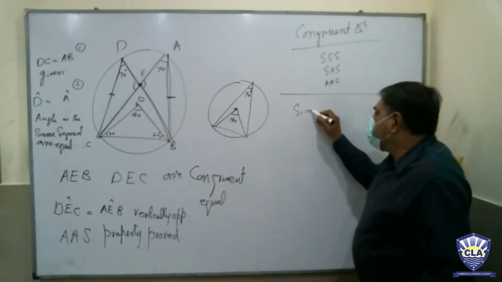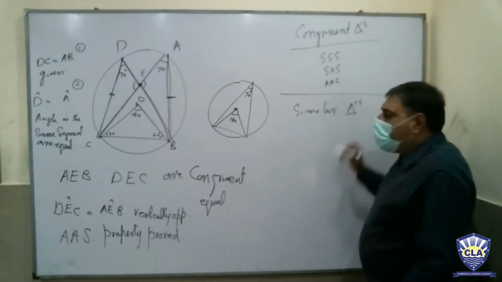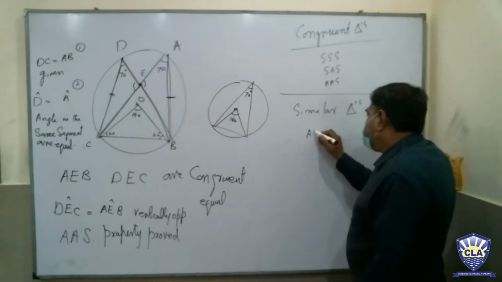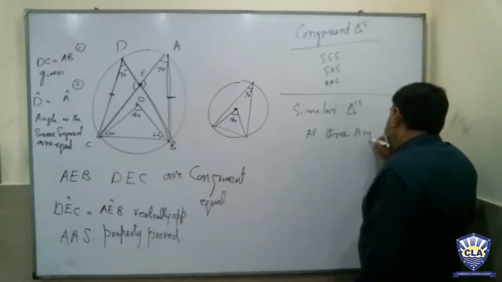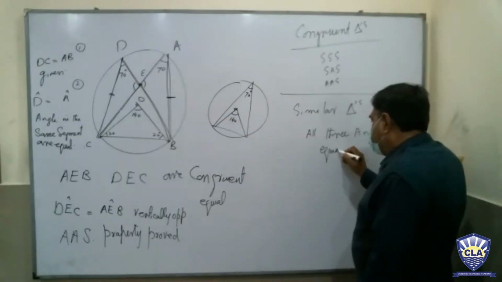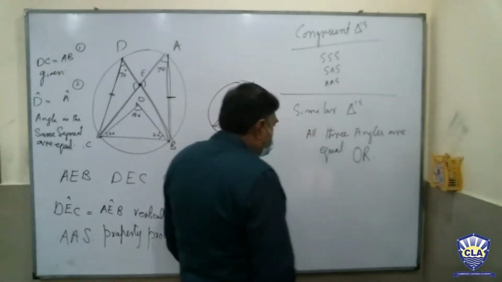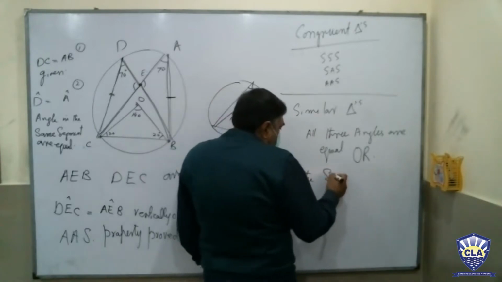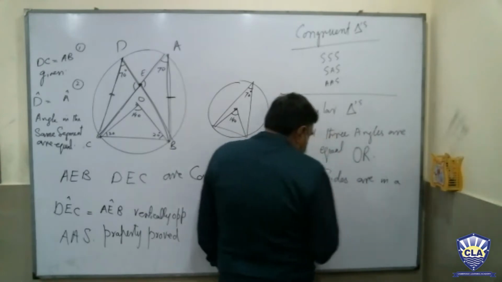Similarity. Similar triangles are those triangles if all three angles are equal, or all the sides are in a fixed ratio. All the sides are in a fixed ratio.